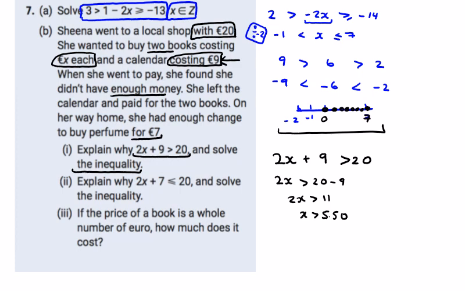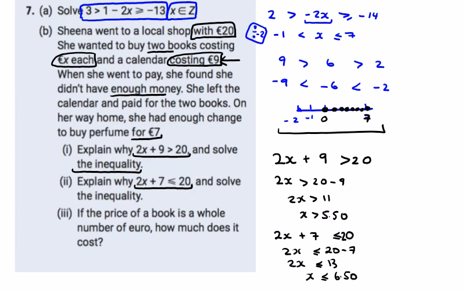So she had €7 left, which means that, well, we can work out x here. We're asked to solve it. So twice the cost of the books plus the €7. She had enough, either exactly 20 or less than or equal to 20. We're not sure. So 2x would be less than or equal to 20 minus 7. 2x less than or equal to 13. So x would have to be less than or equal to €6.50. So the books were at most €6.50 each.